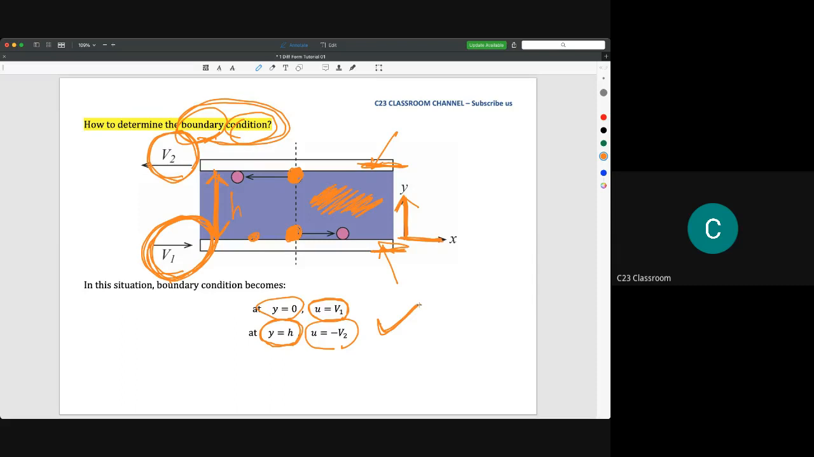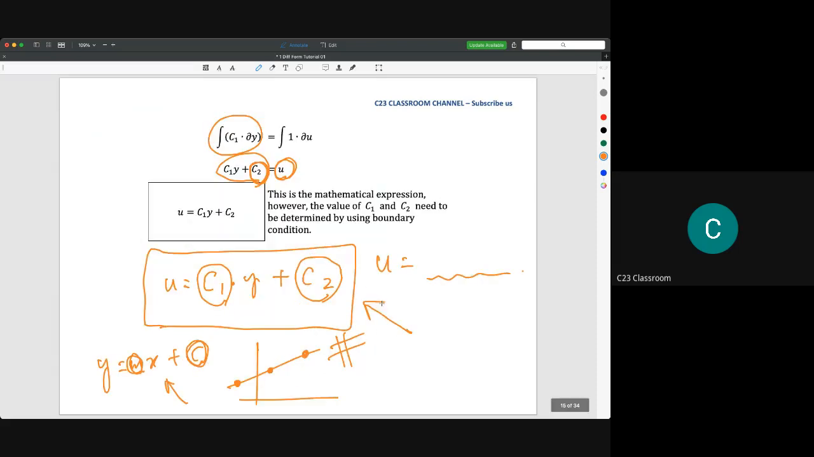So the idea is simple. You just see what happened at the boundary of the fluid, meaning what happened at the edge of the fluid and the solid surface. So that is the boundary. So usually it's only two boundaries. And then we will use this boundary condition. We substitute into this equation, and then we could find the unknown value.